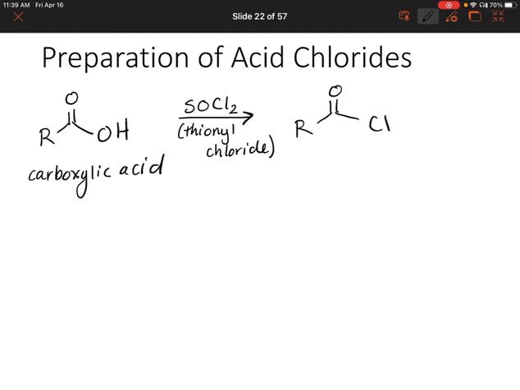Now, we also end up producing sulfur dioxide gas and hydrochloric acid. So those are some byproducts of this reaction. Sulfur dioxide will just bubble away into the atmosphere. Hydrochloric acid could pose a potential issue if there are other functional groups present on our molecule that are acid sensitive, but we'll talk about how we can remove hydrochloric acid later. But first, let's look at the mechanism for this reaction.